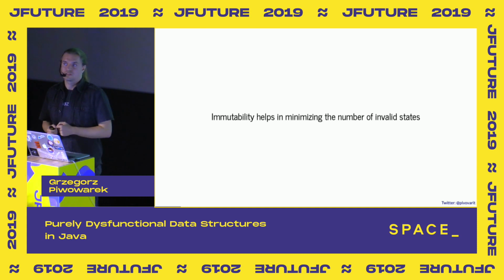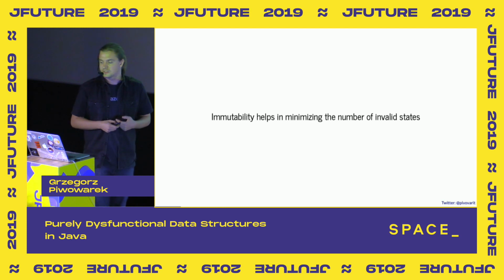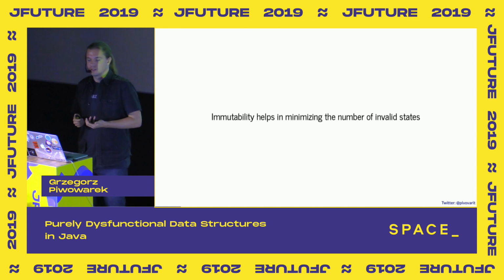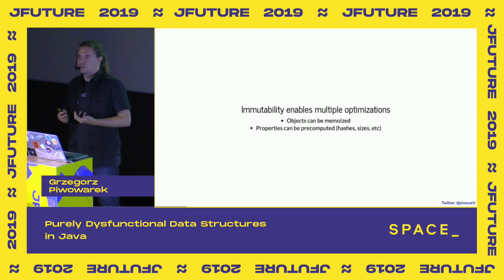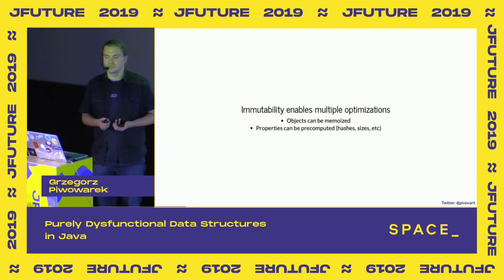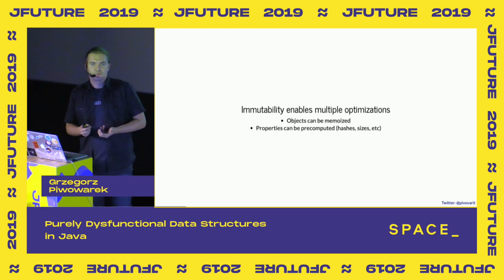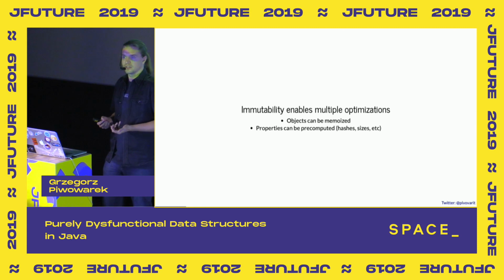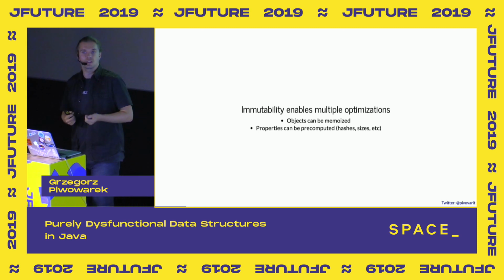But immutability at the same time enables very interesting optimizations that can be done internally. So for example, if you have an object that doesn't really change over time, such an object can be actually memoized or just safely cached and reused all over the place, just like the number 17.